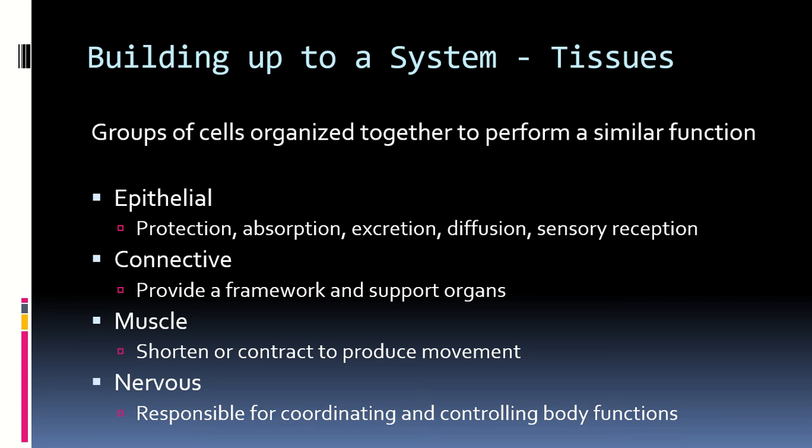The connective tissue, those are tissues that help keep your organs where they're at, as opposed to, say, letting your stomach fall down into where your intestines are coiled up. Connective tissue helps keep all that stuff in place. There is also muscle tissue, which can shorten or contract to help move muscles, move your body, move your bones. And then another example of cells coming together to form tissues is the nervous tissue, which is responsible for coordinating and controlling body functions.